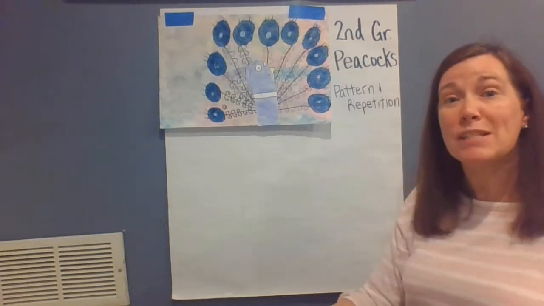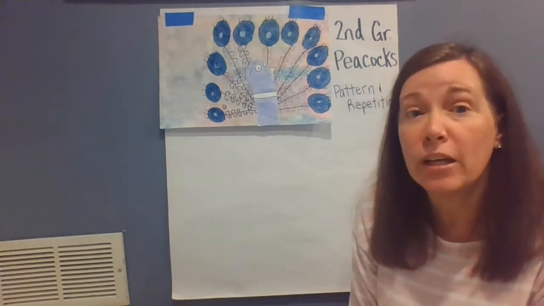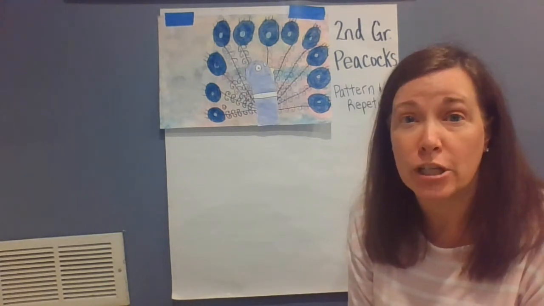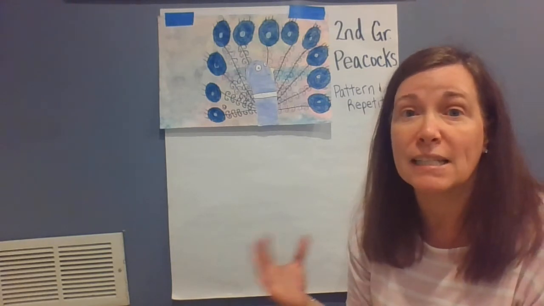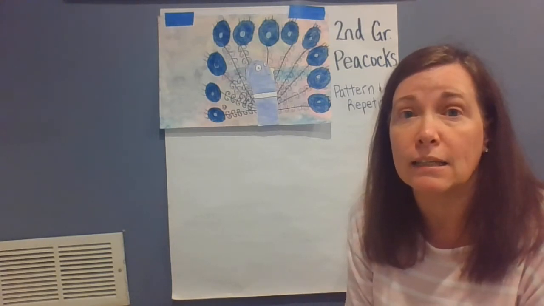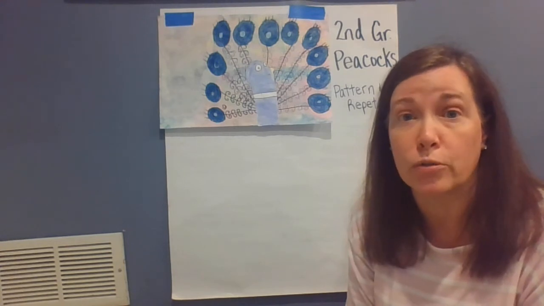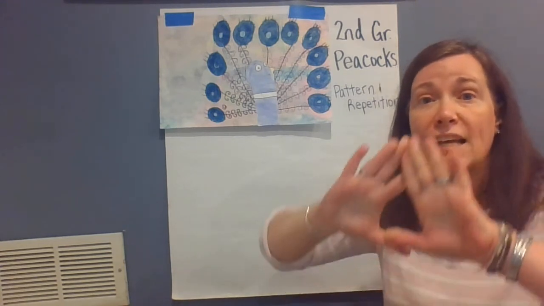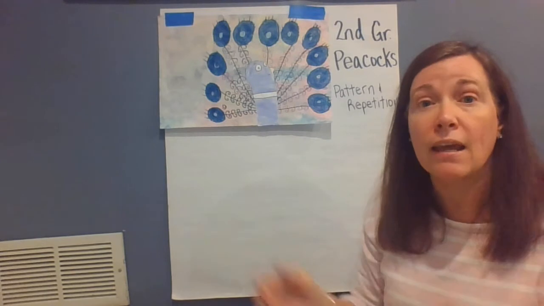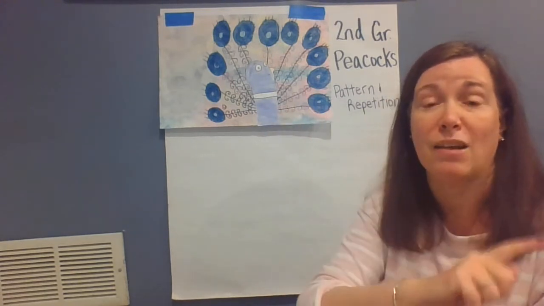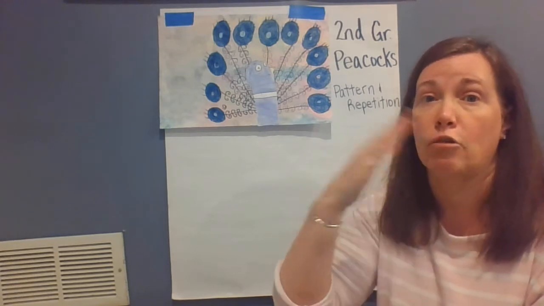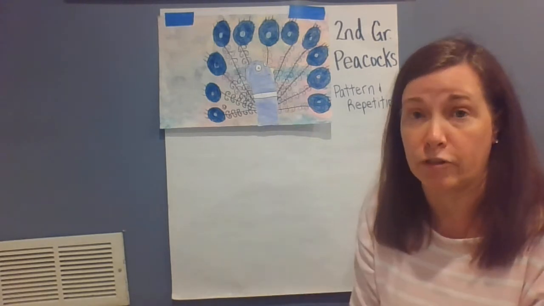So this week what we're going to be doing is using pattern and repetition to create a picture of a peacock. And I've linked some pictures of peacocks in the Google Classroom so you can see that they're a sort of bird that has feathers that fan out and spread, and those feathers are all similar to one another and they create a pattern and repeat each other because it happens over and over and over again.